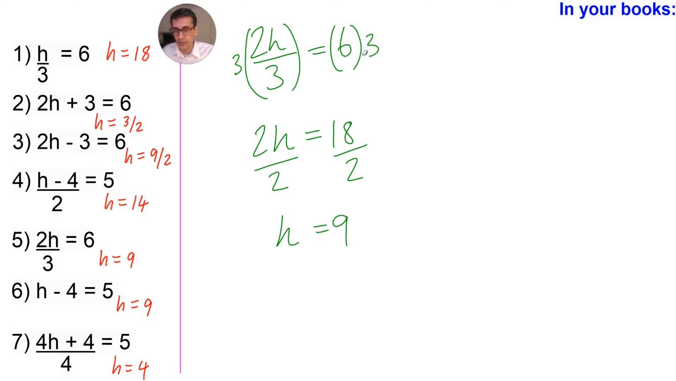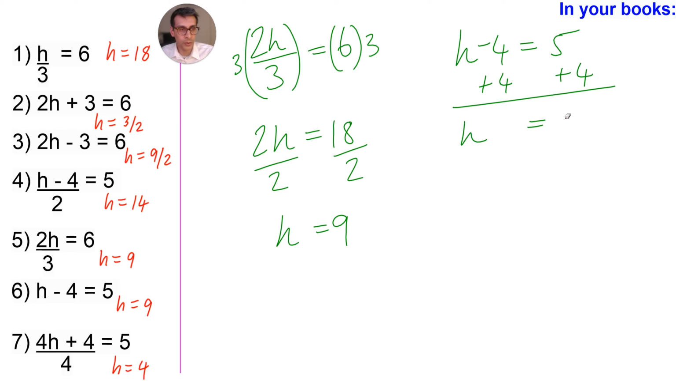That's question 5. Now we're going to look at question 6. h minus 4 equals 5. First thing we want to do is just add 4 to both sides. So that becomes h is equal to 5 plus 4, which is 9.